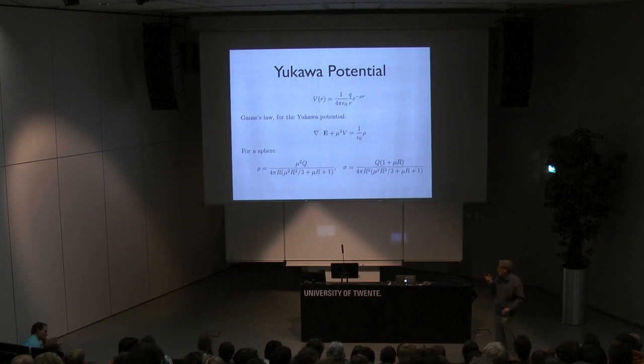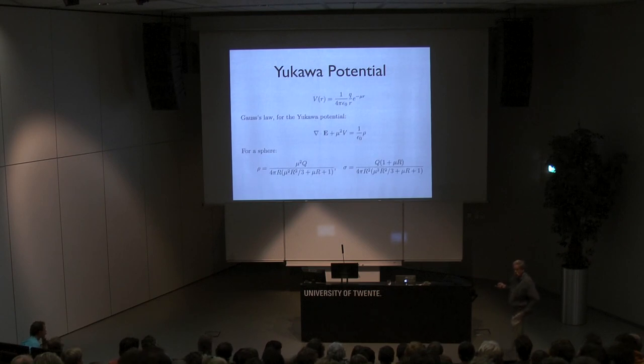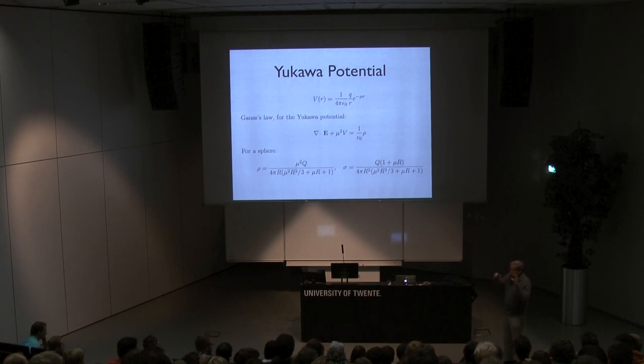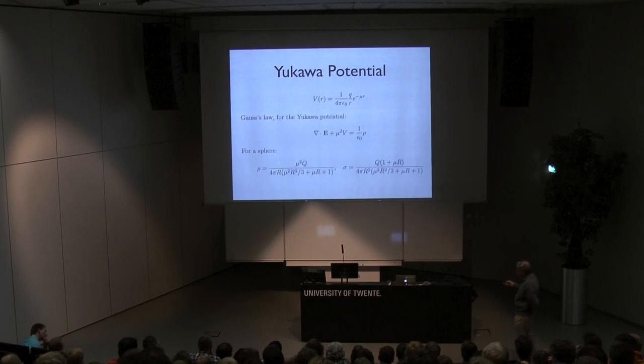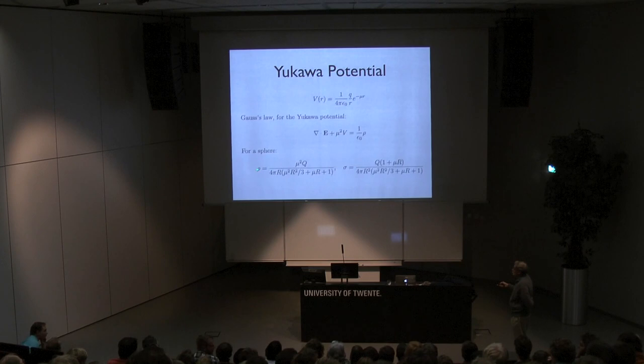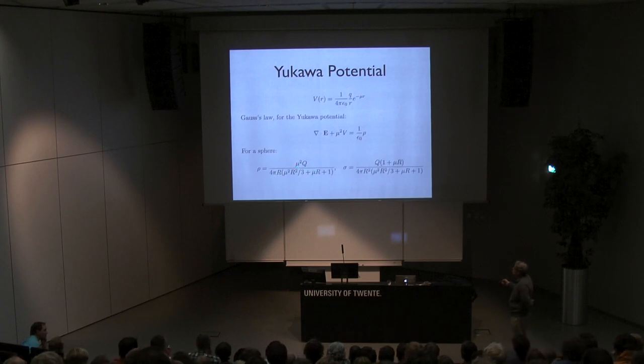This was actually known in the mid-90s, I think. It was known for certain special geometries, like spherical geometry, that for a sphere, the charge is uniformly distributed throughout the volume, and then there's a skin. In fact, here's the formula. Not too difficult to work out. For the charge density on a sphere, the charge density throughout the volume is given by this formula here, and the charge on the surface is given by this formula here.